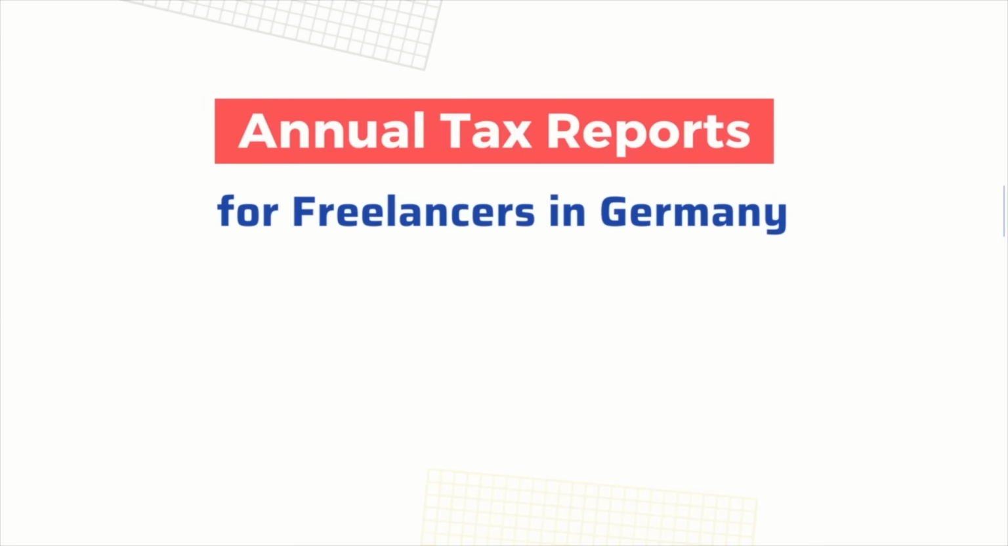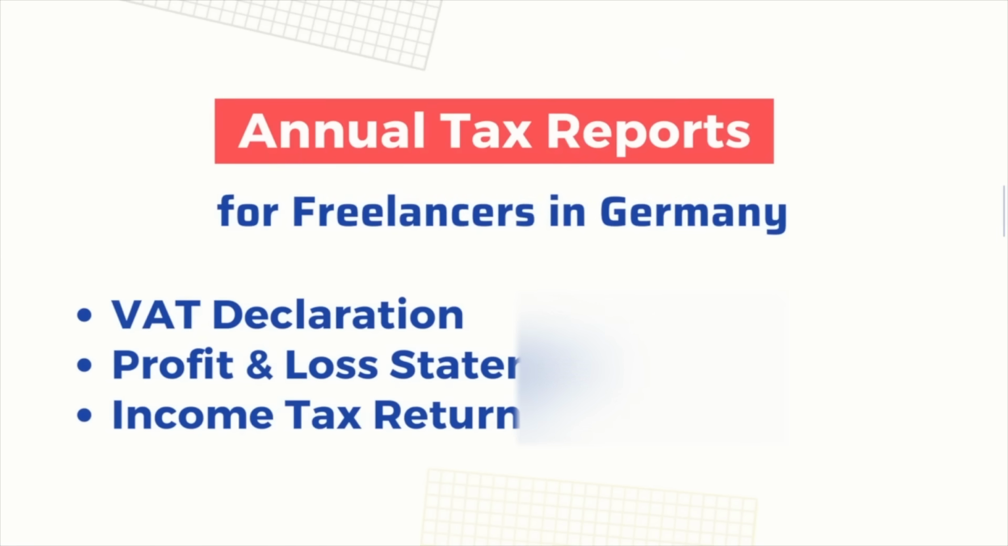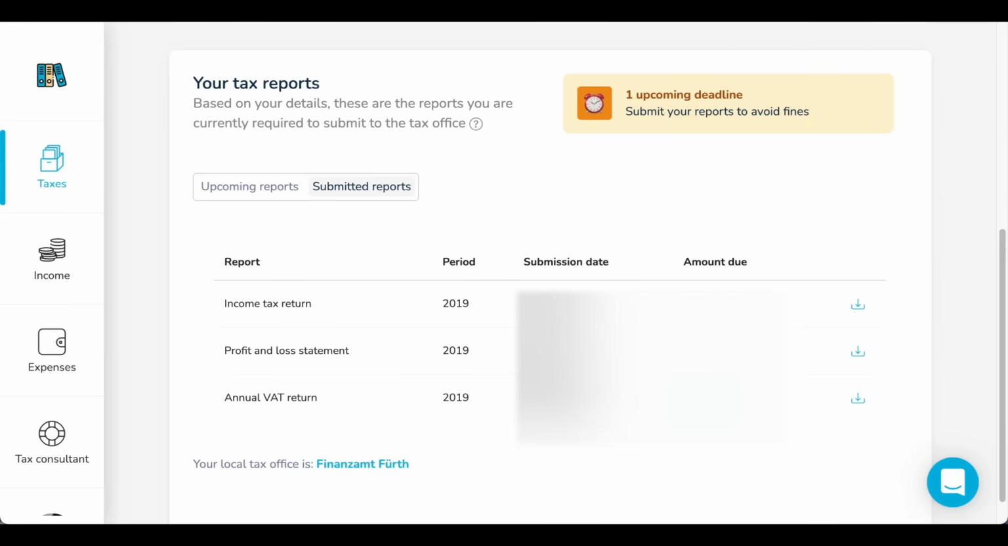Right then, so let's do a quick recap. As a freelancer in Germany, you can expect to file 3 tax reports: your VAT declaration, your profit and loss statement, and finally an income tax declaration. You can file all of these reports in English using GetSorted, and I have used this tool for 2 years in a row to file my income tax reports.